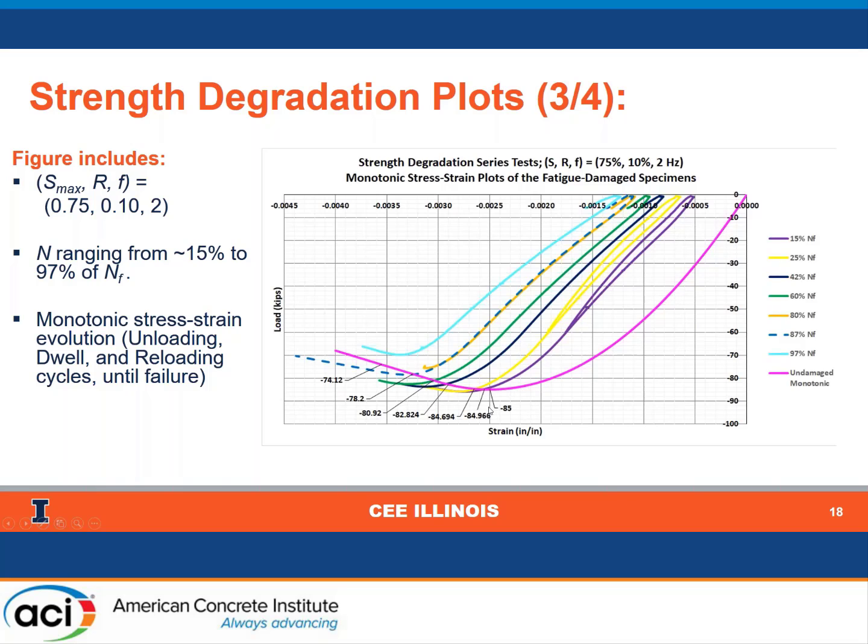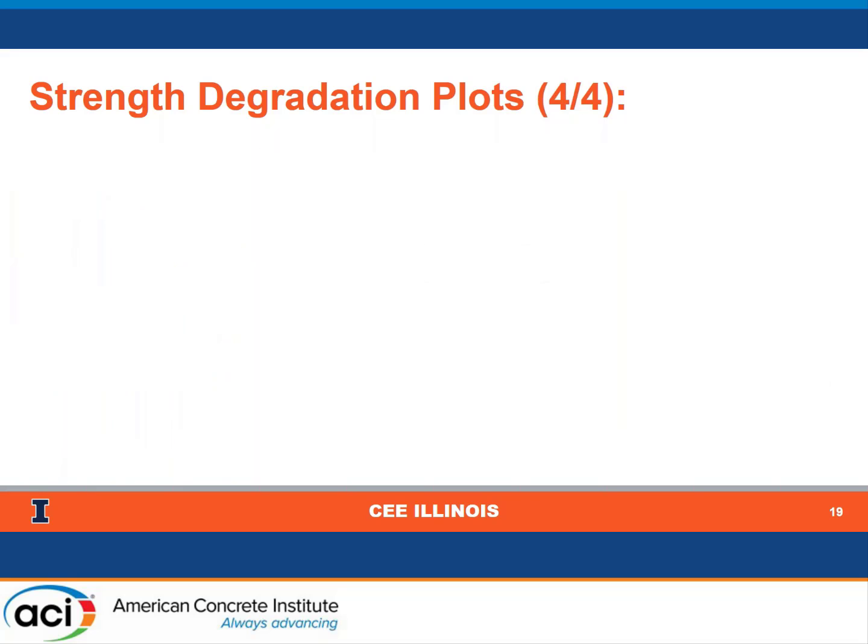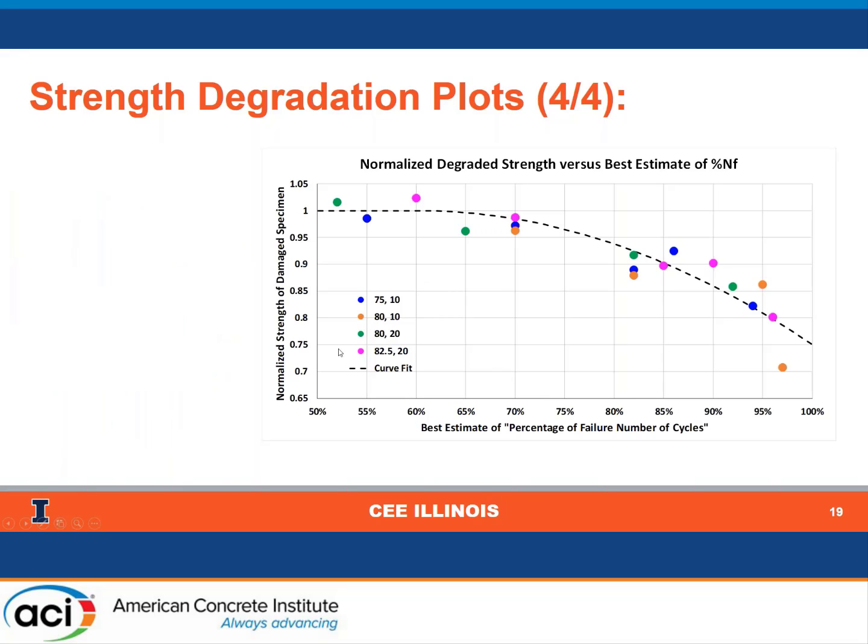So for an undamaged specimen, it was close to 85 kips, when it was 97% complete, the monotonic strength was only 74 kips, which roughly showed about a 20% reduction. So with these plots, we were able to confirm that there was definitely strength degradation associated with damage incurred in the specimen under fatigue loading as well.